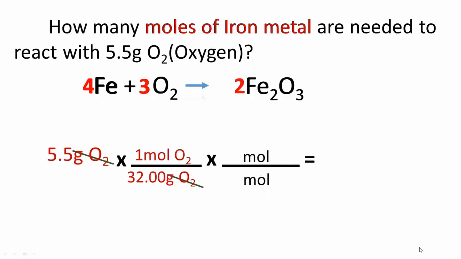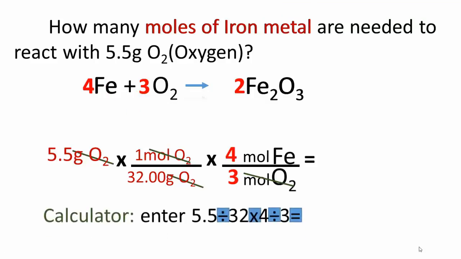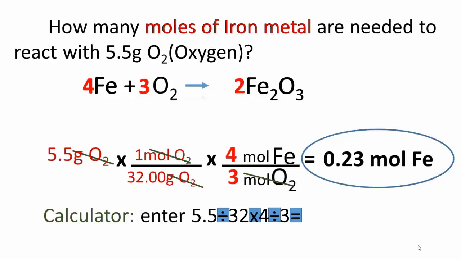In the equation, there are 3 moles of oxygen for every 4 moles of iron metal. And since that's our desired unit, we can grab a calculator and do the math. Remember to multiply by any numbers on top and divide by any numbers on bottom. And if you do the math and round to 2 significant figures like our starting value, you'll find that there are 0.23 moles of iron required to react with 5.5 grams of O2. So there's our first stoichiometry problem.